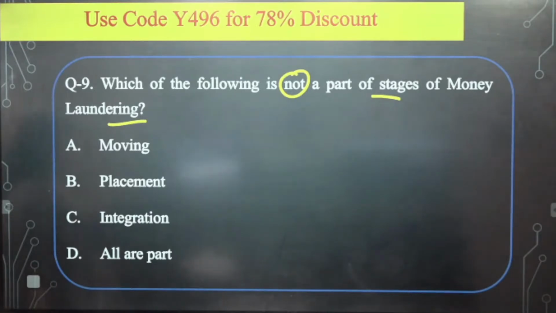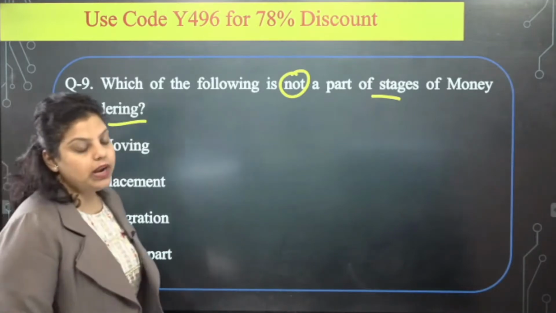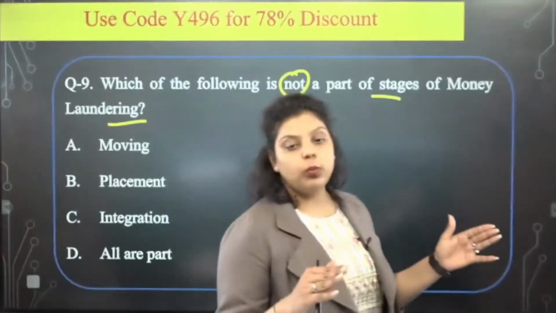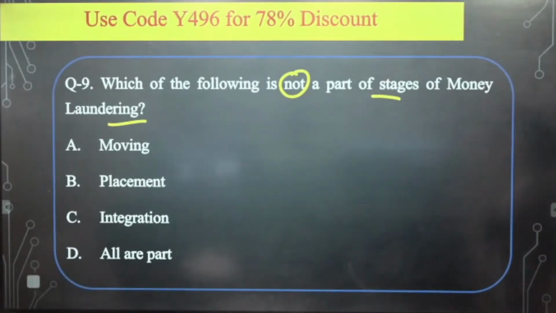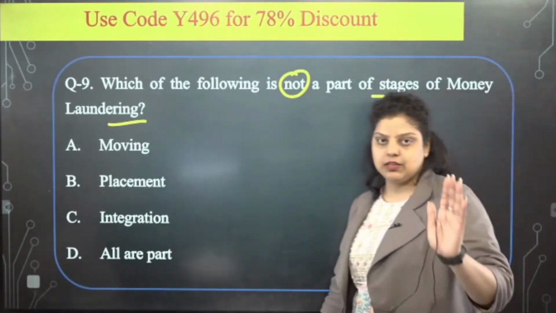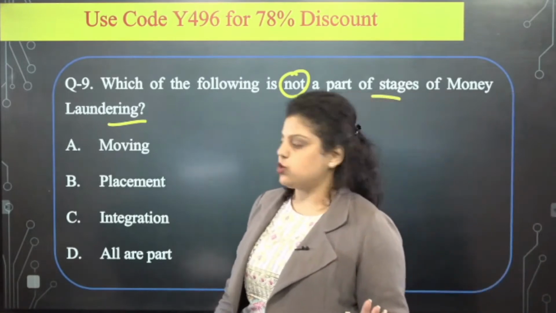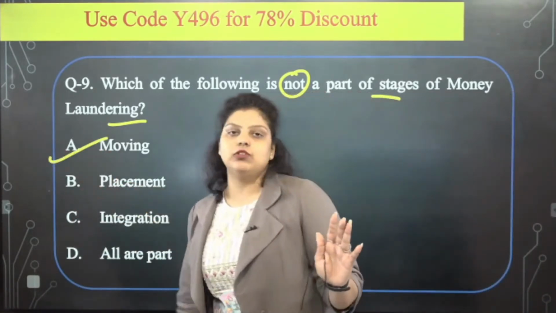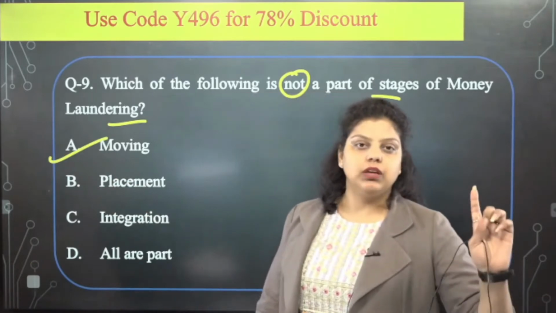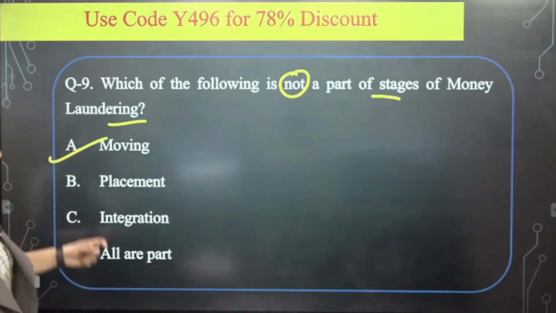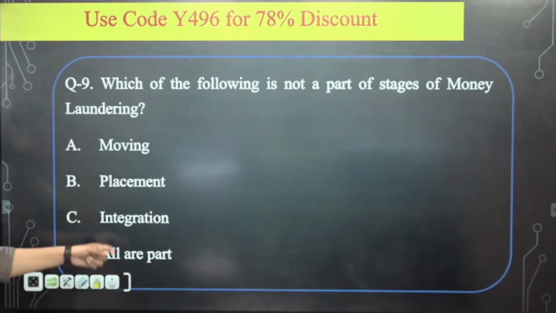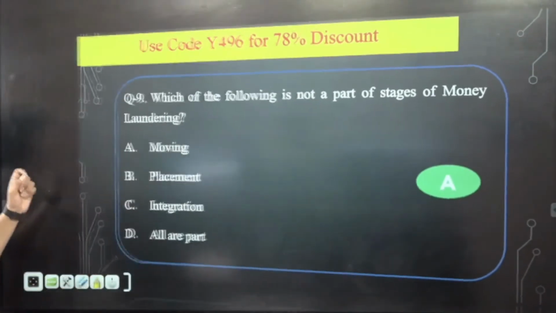Money laundering is simply the conversion of black money into white money. When you are converting your black money into white money, that will be known as money laundering. Money laundering has three stages: placement, layering and integration. Moving is not a stage of money laundering. Moving is a stage of the financing of terrorism. So the right answer will be your A option. Apart from placement and integration, the next step will be layering.